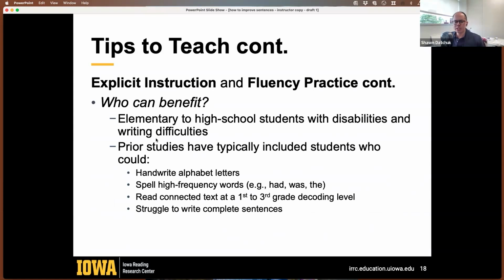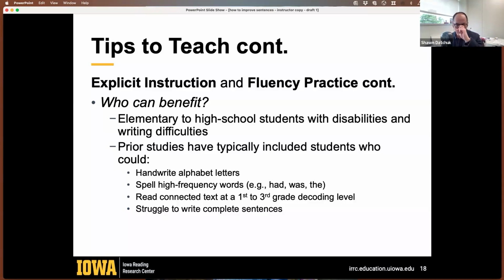Okay, so who can benefit? We've used these instructional techniques, explicit instruction and fluency practice, in studies with students that range from elementary to high school age, students with disabilities and writing difficulties. And then prior studies have typically included students who could do the following.